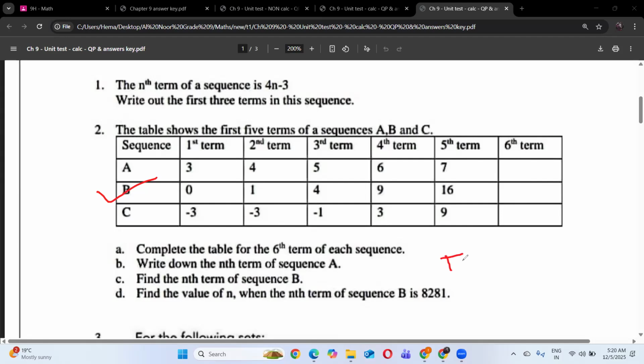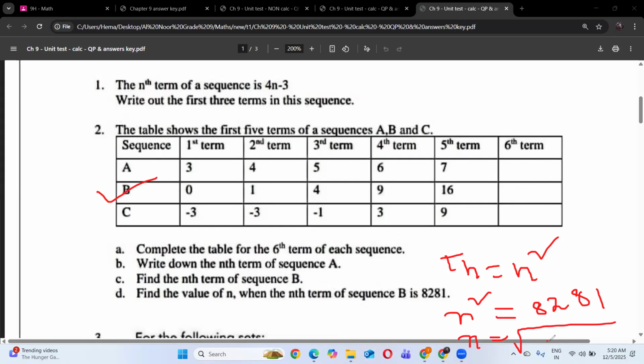So nth term is here, let us say n square. N square is equal to 8281. Okay, n is equal to the square you are sending to the other side, 8281. Square, if you send to other side, it will become square root. Check in the calculator, you will be getting 91. So this one, 91.